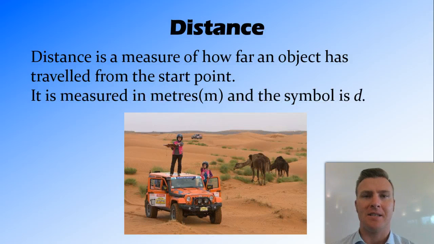So firstly, distance. Distance is a measure of how far an object is from the start point, or where it was before. And this is something that you're quite familiar with. When you go for a drive in the car, you might start at one point and end up a distance of 10 kilometers away, for example. Distance is measured in meters, and the symbol for distance is D.